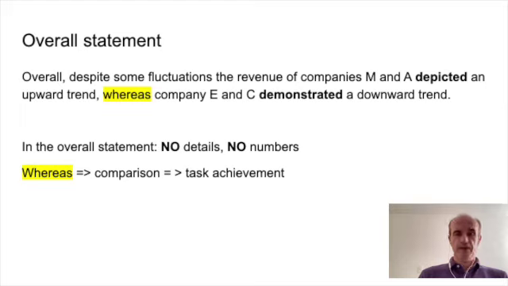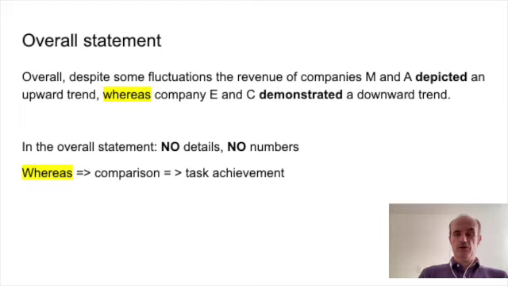And as you can see, I highlighted whereas, because this is my first relevant comparison. 2 lines go up, whereas the other 2 go down. And again, I repeat this, in the overall statement you do not mention any details, you do not mention any numbers. And as you can see, no details, no numbers in this overall statement.